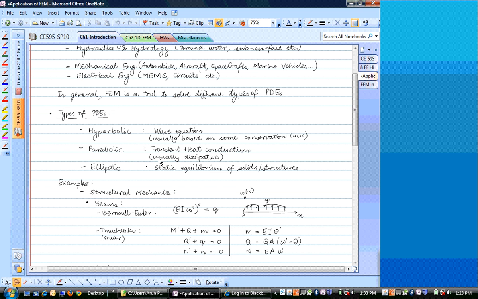Parabolic PDEs, an example is transient heat conduction. Anybody seen a transient heat conduction problem, or do you know what that is? Okay, so I guess most of you don't know.